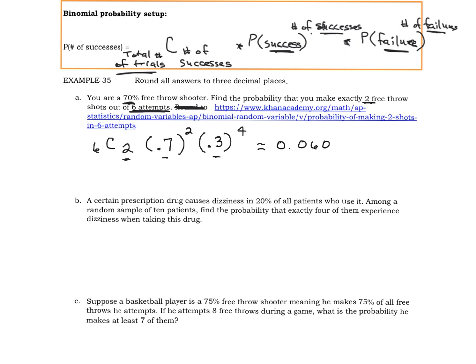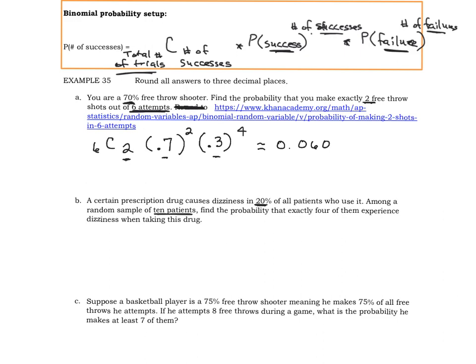Let's look at B. A certain prescription drug causes dizziness in 20% of all the patients who use it. I know that sounds odd, but this is going to be our probability of success. Among a random sample of 10 patients, find the probability that exactly 4 of them experience dizziness when taking this drug. So again, the drug will either cause dizziness or it won't. So that sounds like a binomial probability. And our probability of success, that it will cause dizziness, will be the same on each trial.